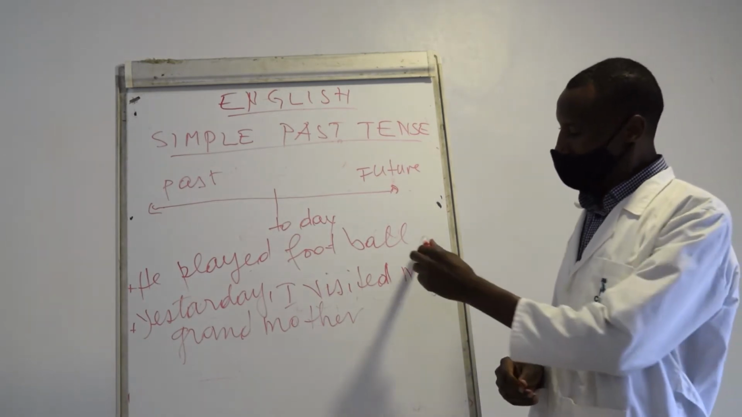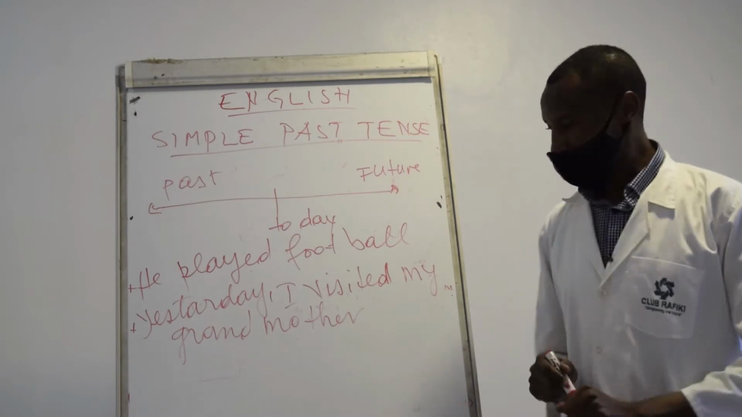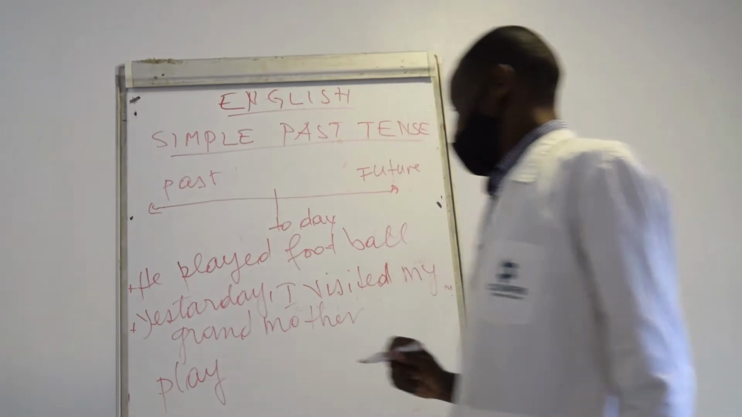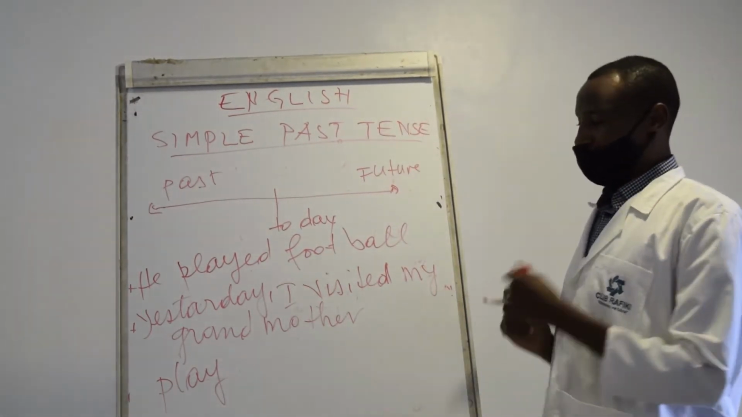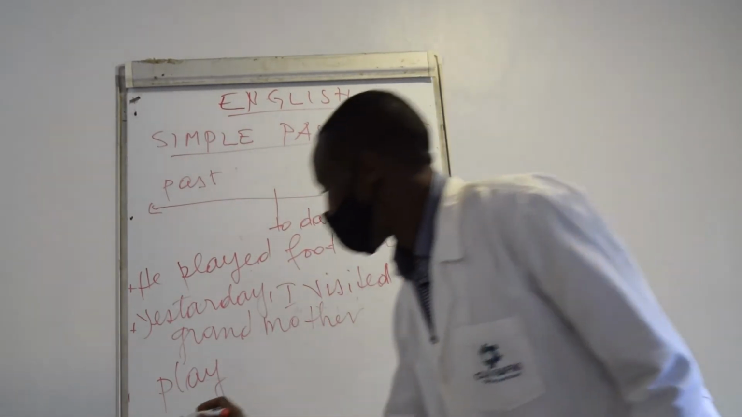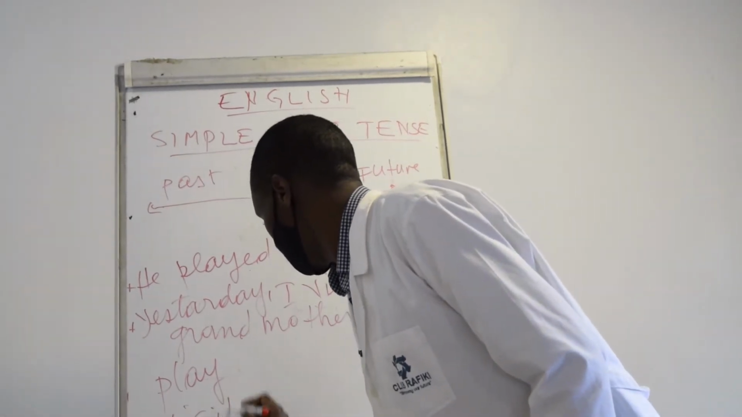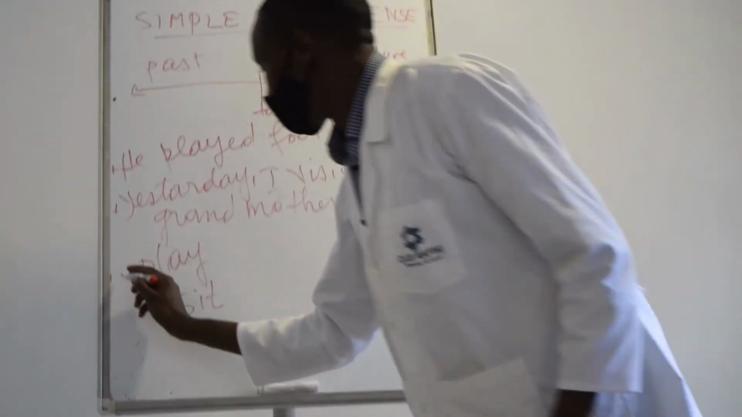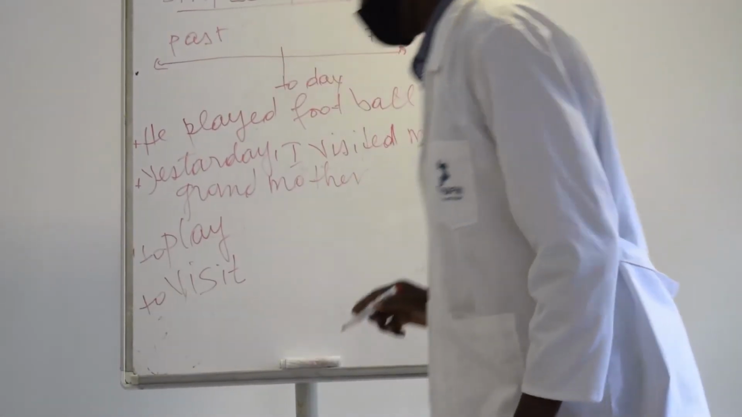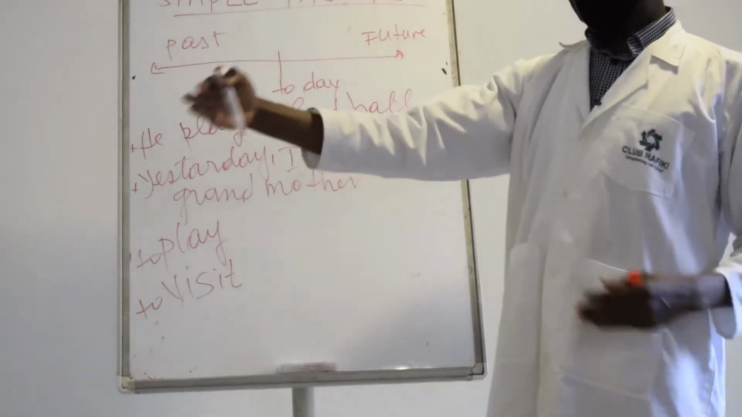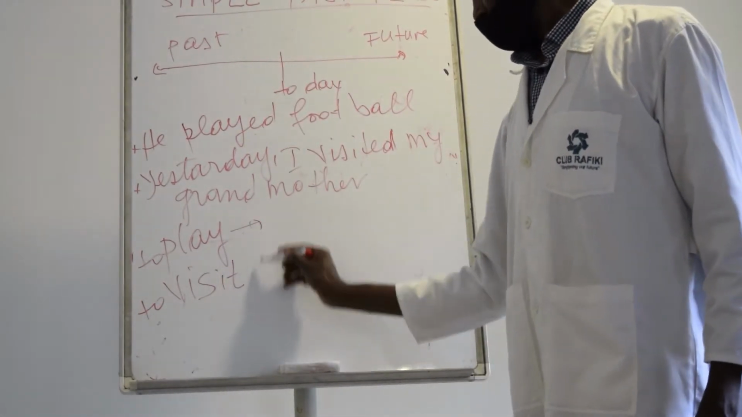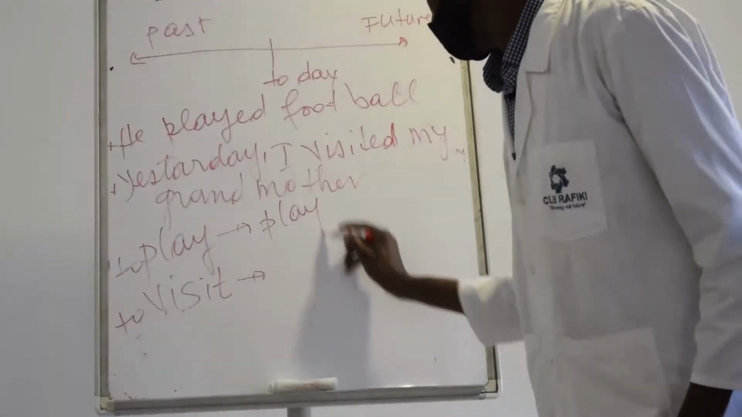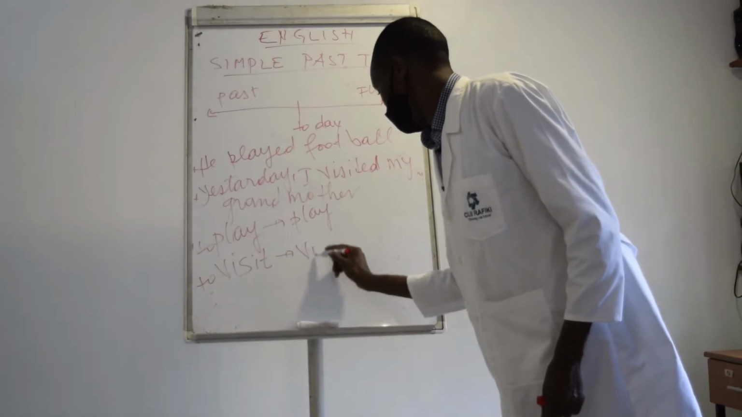Judith, which verb do we have here? To play. Salman, which verb do we have here? To visit. Here we have the verb to play in the infinitive and the verb to visit. By translating those verbs into the past, we have played and visited.